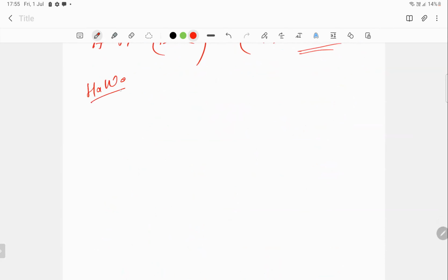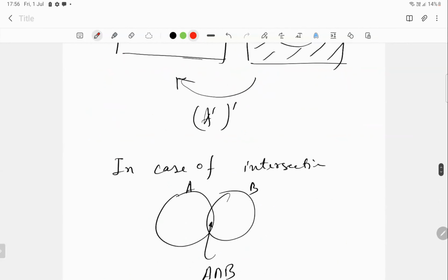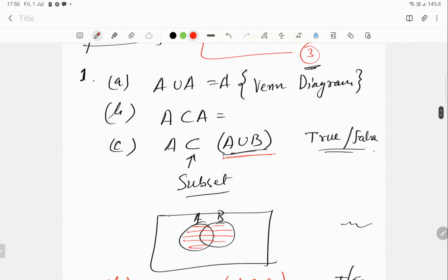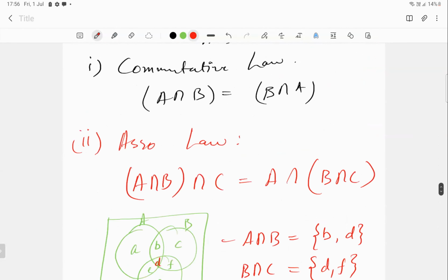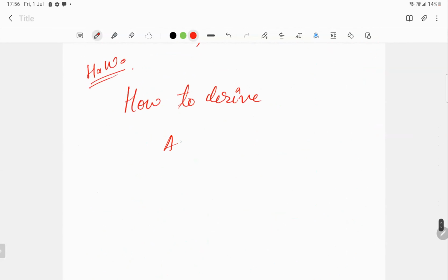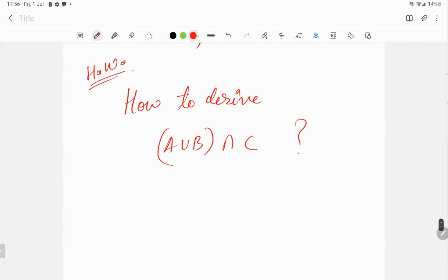So your homework will be, how do you derive this one? A union B intersection C, right? A union B intersection C. You have to simplify this.